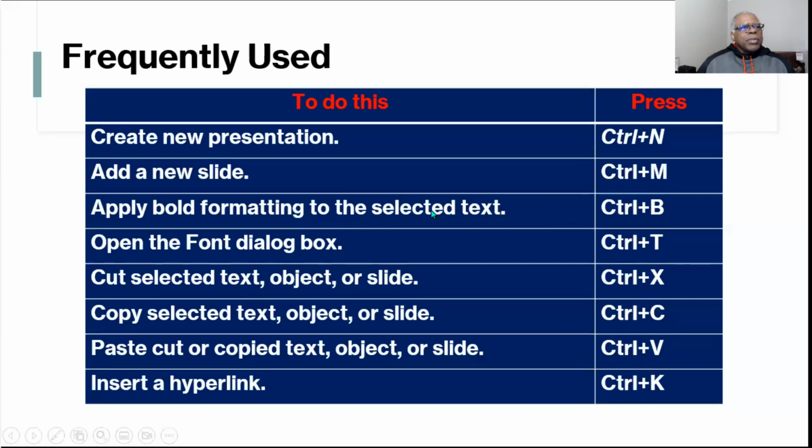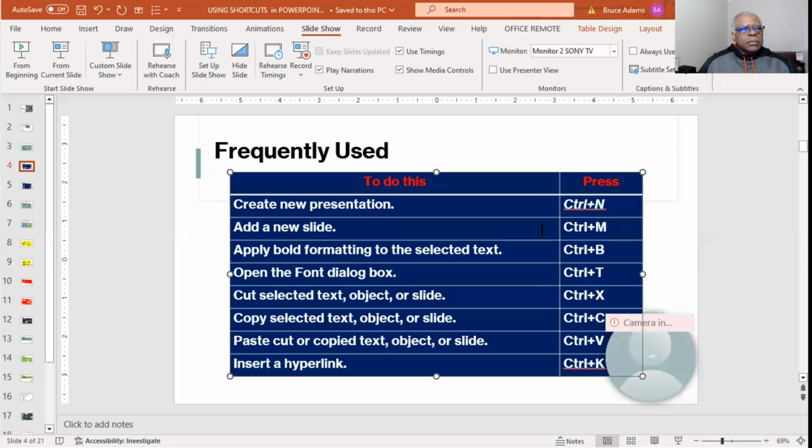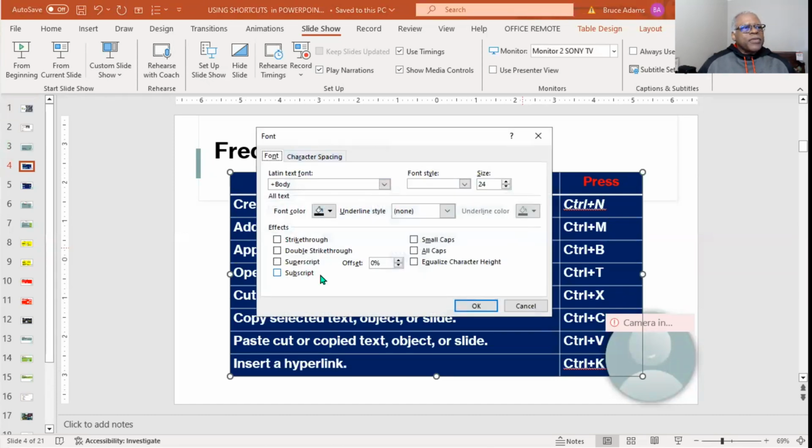Let's see, apply bold formatting, so Control B. Control T is pretty good. It brings up, let's show you that one. Press Control T, brings up your font dialog box. You can pick which font you want, the style, size, and all these other options that you're familiar with. Pretty neat, saves you from having to go to Home and go to Font and change things.